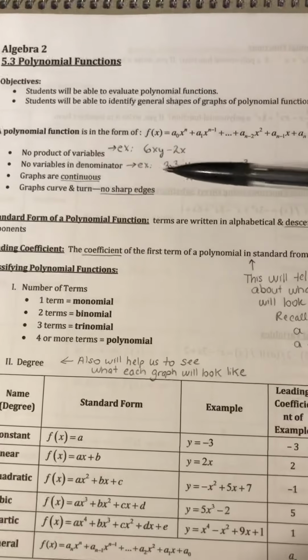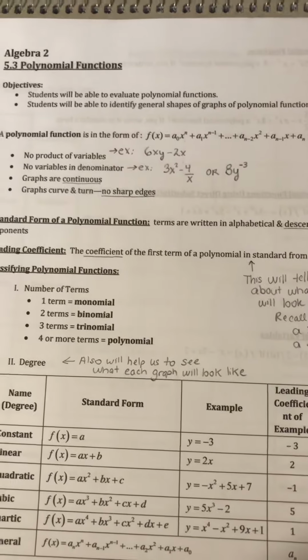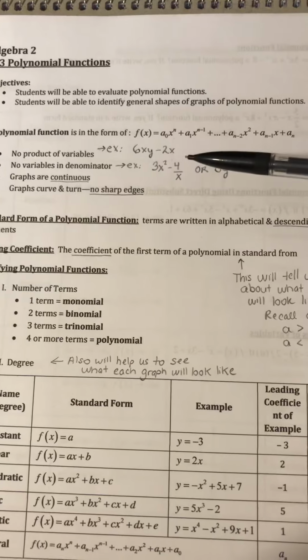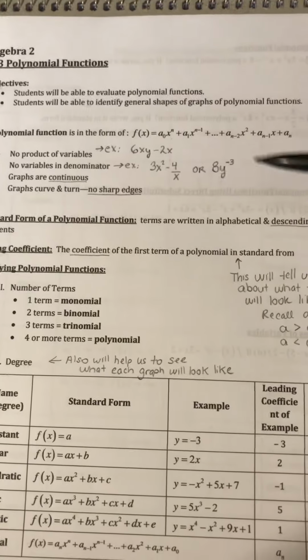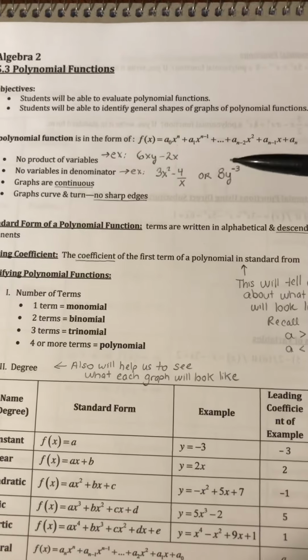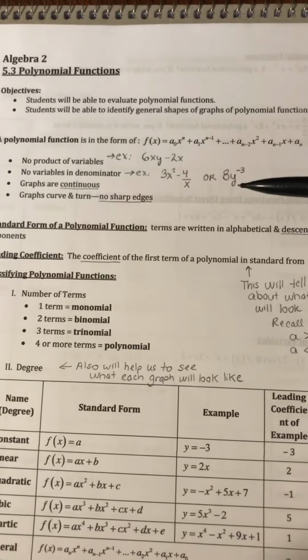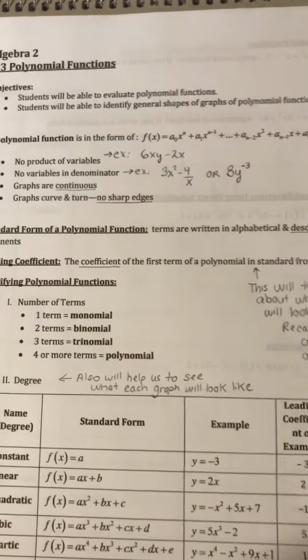You also can't have any variables in the denominator for it to be a polynomial function. So this first example, you have 4 over x in the denominator, so it's not a polynomial function. Here, 8y to the negative third, again, that negative 3 means the y is in the denominator. That would not be a polynomial function.